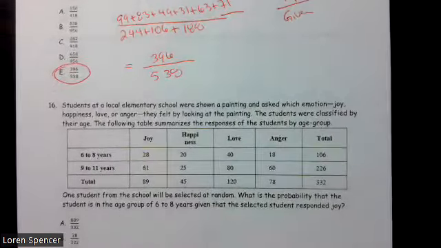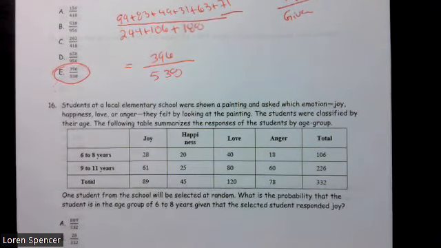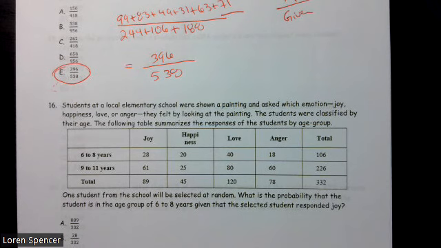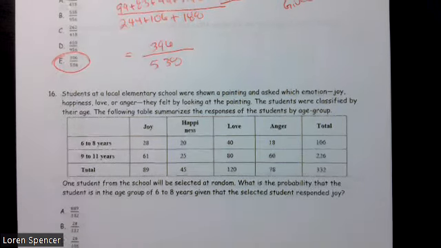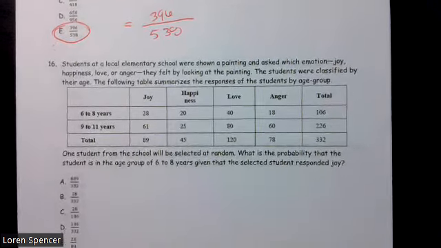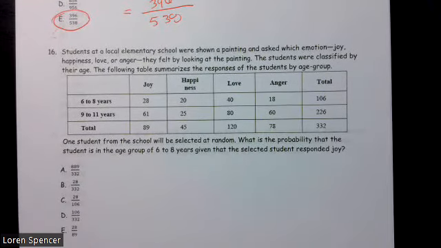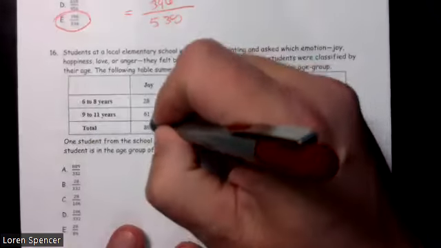Number 16, students at a local elementary school were shown a painting and asked which emotion, joy, happiness, love, or anger, they felt by looking at the painting. The students were classified by their age. The following table summarizes the responses of the students by age group. One student from the school will be selected at random. What's the probability the student is in the age group 6 to 8 years old, given that the selected student responded with joy?